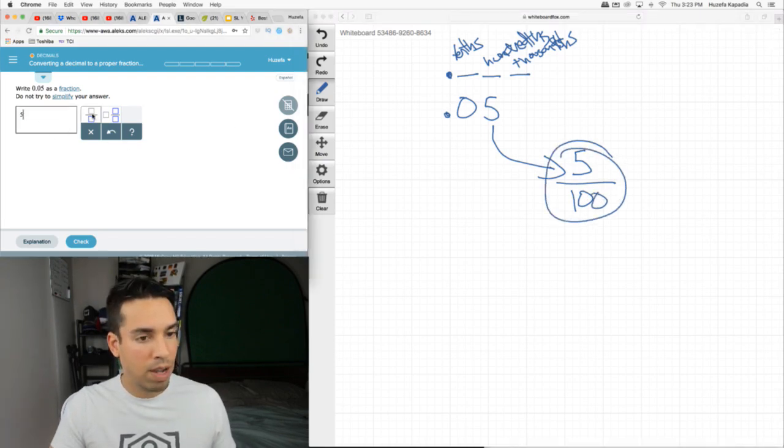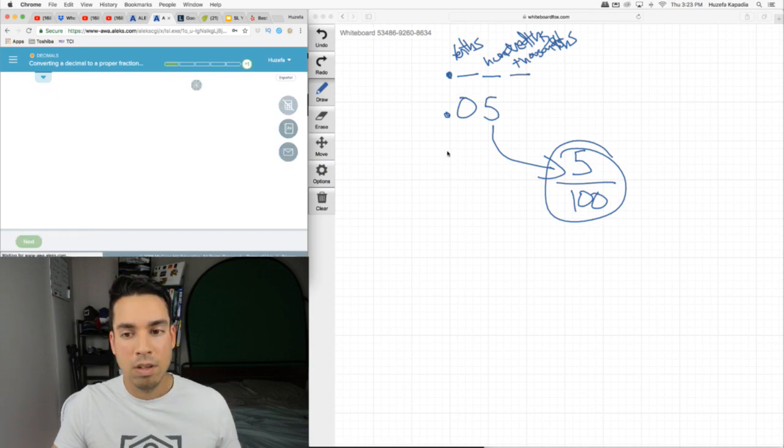We don't need to simplify. We don't need to do anything. We just got to understand that this 0.05, since it's in the 100th spot, literally represents 5 out of 100.